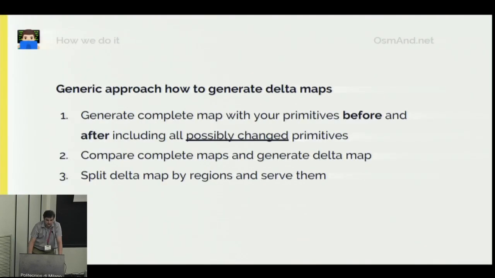So how do we do it? The generic approach we came up with is to generate the complete target map, or the complete target format which your application supports, before and after the change, possibly including all primitives changed. You shouldn't target to include only what changed, but at least what's changed, while of course trying to reduce the size. The second important step is that you compare what's before and after, and then generate an accurate small diff. That helps to keep the diff small and always specific to your application.